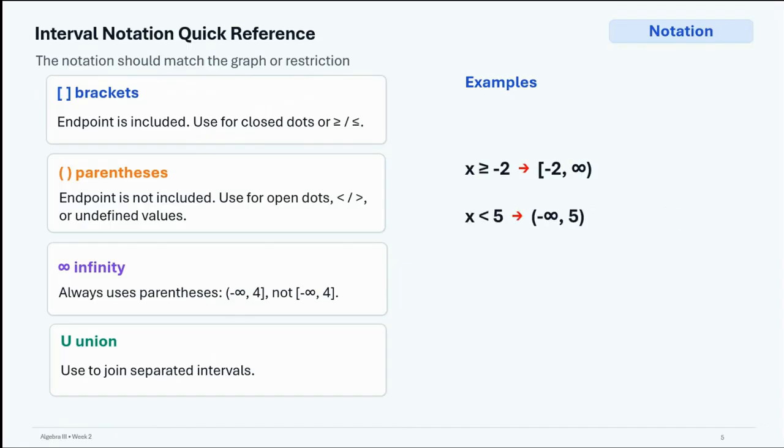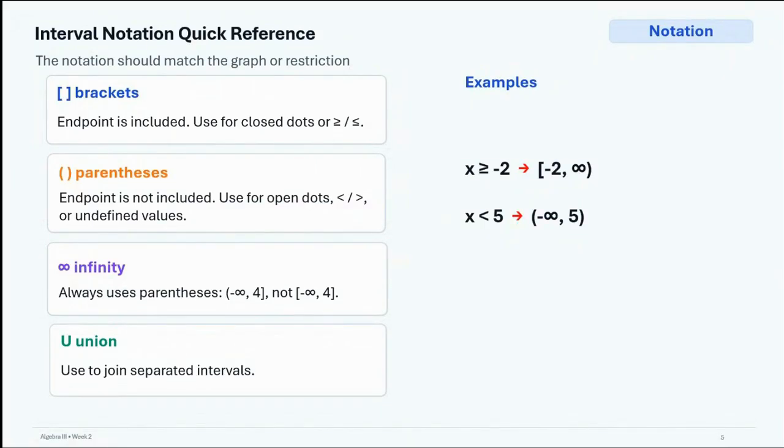Oh, if x is less than 5. So in that case, we do have the infinity right there. So we have the parentheses on the negative infinity. And the 5 is not included because right there is not an equals. So this one's all parentheses, all parentheses.